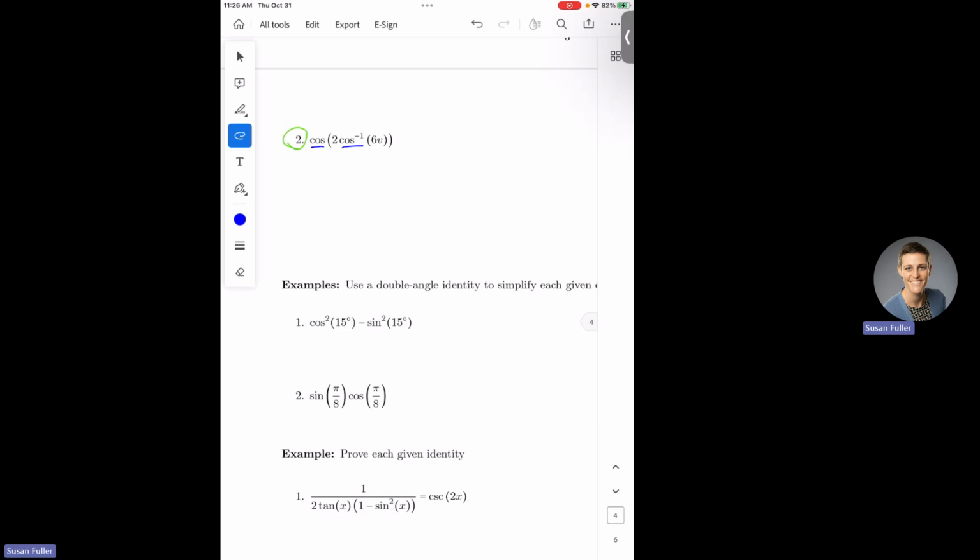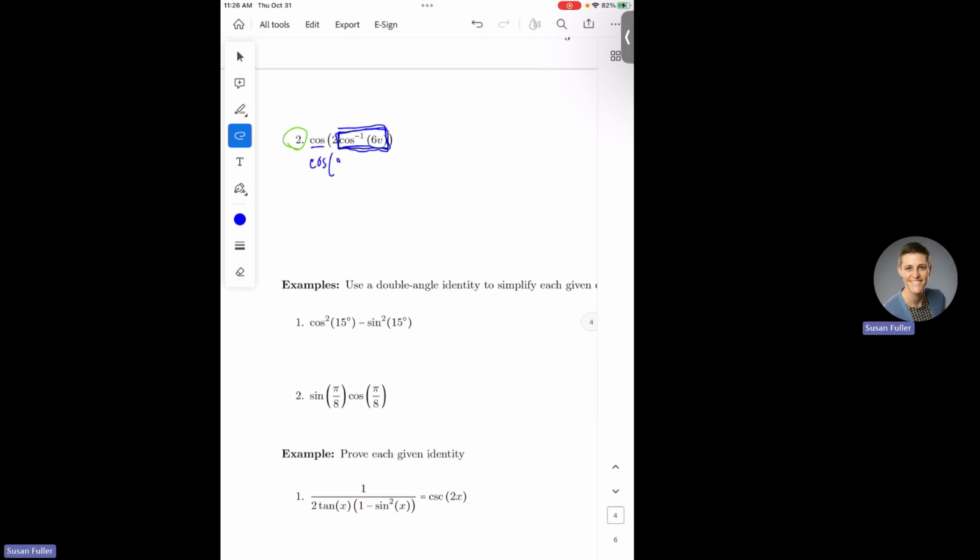So we're going to start where we always do. We're going to start on the inside and work our way out. So inside we have 2 times this inverse cosine. So we're going to start with this inverse cosine. We're going to figure out how to evaluate this first, and then we'll deal with everything else in the problem.